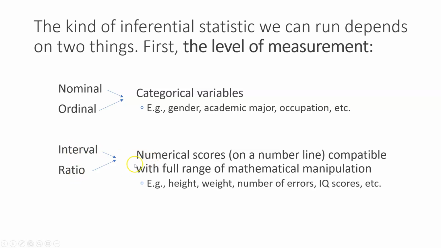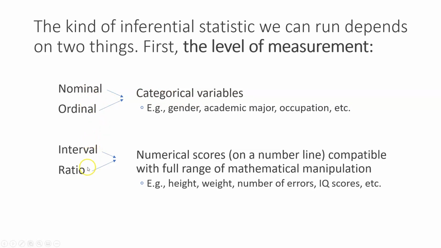Interval ratio variables are numerical scores that fall on a number line, and they're compatible with the full range of mathematical manipulation. These are things like height and weight, number of errors, IQ scores, etc. And we know, remember, the difference between interval and ratio variables. But the point of this slide is to indicate to you that in statistics, we treat nominal and ordinal variables as if they were the same. Even though there is a slight difference of nuance here, these are both categorical variables, and the kinds of statistics that we run will be the same whether they're nominal or ordinal most of the time.